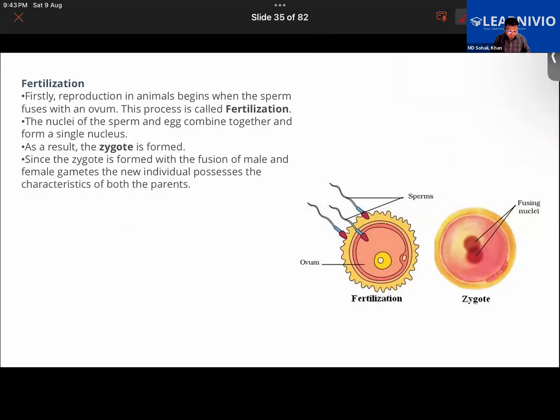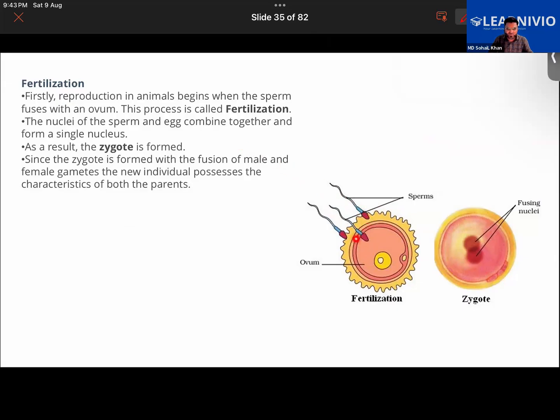So talking about fertilization. Fertilization is basically the fusion of the male gametes and the female gametes. It will occur when the sperm and the ovum fuse together. So the fusing of these two is simply called fertilization.